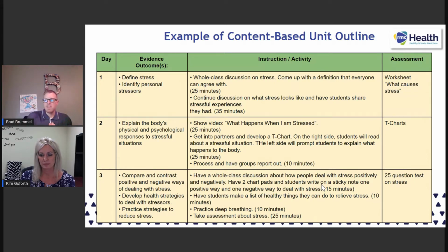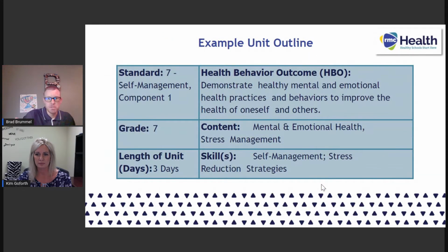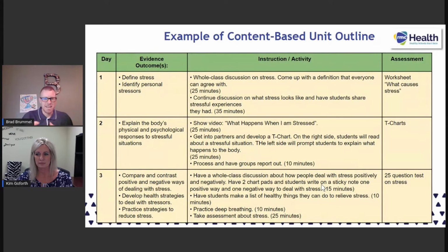We can see that they spent a lot of time on learning about stress, that content part, but a very limited time to practice it and to get an opportunity to get feedback. And then we can see that the teacher assessed, but the assessment was not necessarily aligned to the goal. Remember, our goal and our objective was to demonstrate healthy mental and emotional health practices. Not to know, but to demonstrate. And so that assessment is not necessarily aligned closely with the standard.